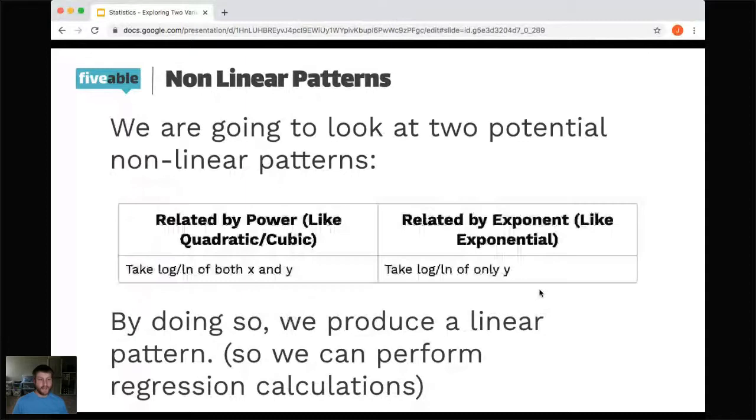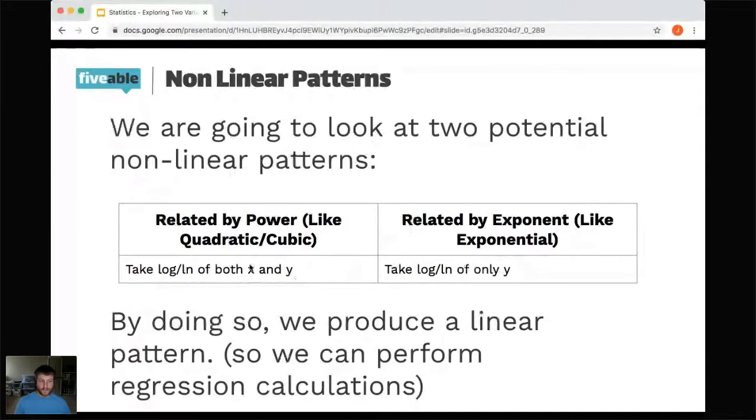So if they are related by power, like if they're quadratic or cubic, so if you have an equation like they follow the pattern ax squared, as one we'll look at in a minute, then what you can do is take all of your data points and take the log or the natural log of x and of y. If you do that to both of them, it's going to make the points fit a more linear pattern.